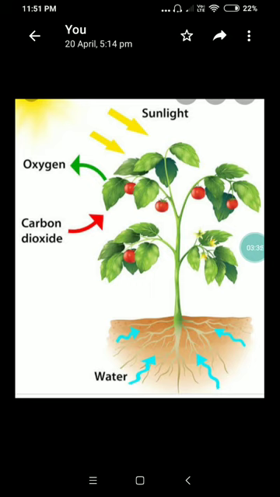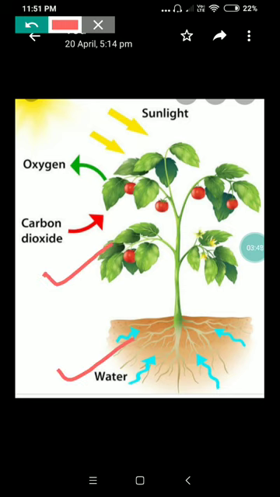So now children, tell me which are the important factors for the process of photosynthesis. Let's see. The first one, water, carbon dioxide, sunlight and chlorophyll, which is present in the leaf, and during this process oxygen is released, right?